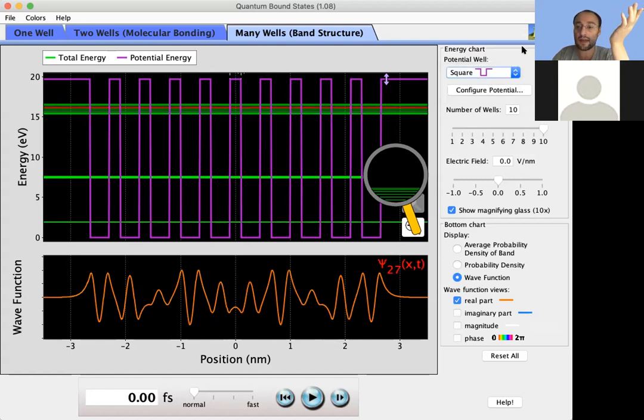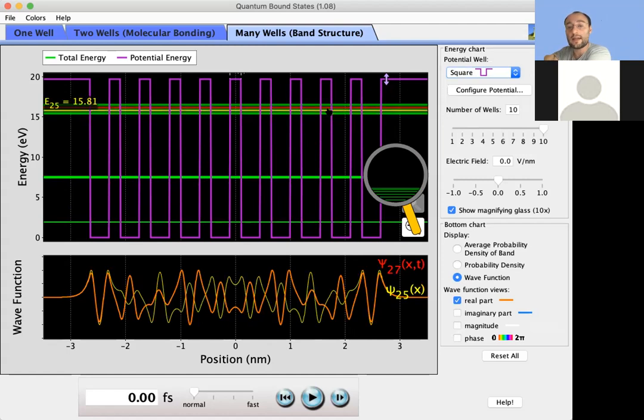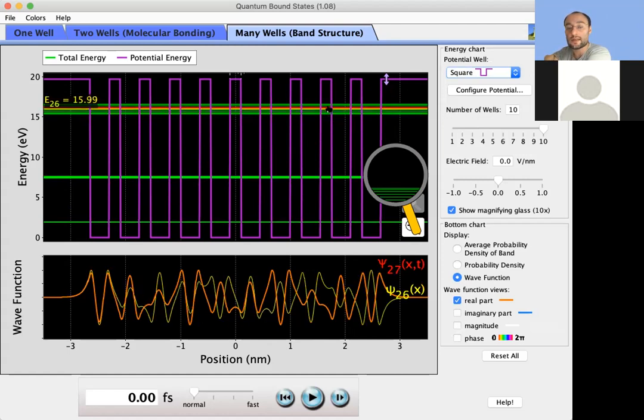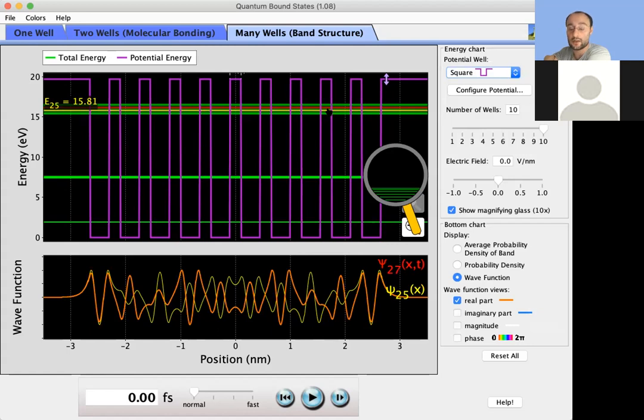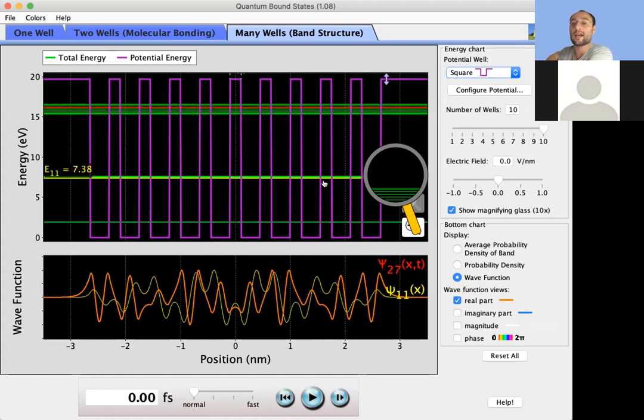Now I have only 10 atoms here. If I have 1,000, it would look almost like a continuous band, right? It's very easy for an electron to jump from this level to this level just by thermal fluctuations. Temperature can kick electron around within the band, but not from one band to another.